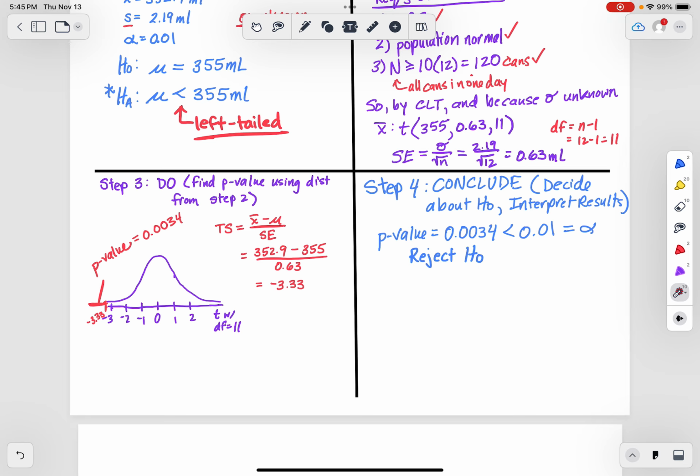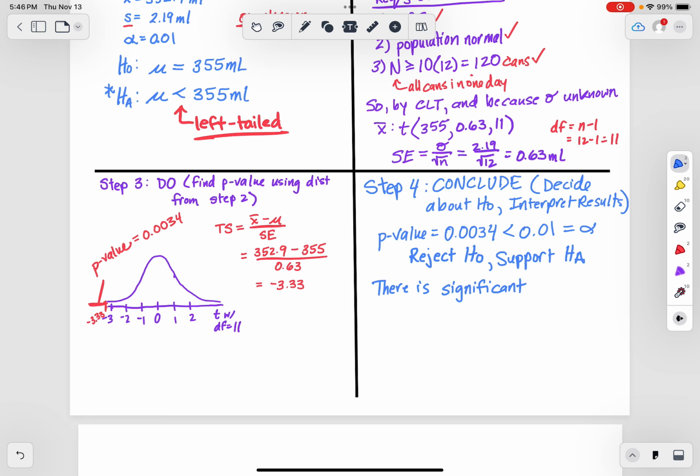But remember, what we were interested in is this alternative hypothesis. That's what we asterisked. They wanted to know if we suspect the mean to be less than 355. And if we reject the null hypothesis, we're going to support the alternative hypothesis. And now we're just going to sum everything up in terms of the context of the problem. So we did reject the null. That means this test is significant, and there is significant evidence.